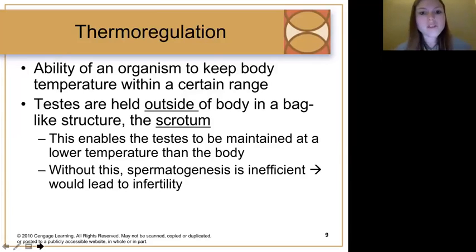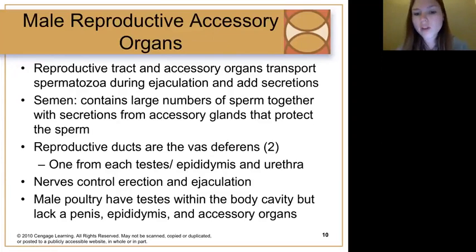Okay, so we also have what are called accessory organs. I mentioned that a little bit in the nutrition lecture, where you have your main gastrointestinal tract, and then you have the organs that are an accessory. They help and they play a part. So the reproductive tract and accessory organs transport the sperm during ejaculation and add secretions. Semen contains large numbers of sperm together with secretions from the accessory glands that protect the sperm, because the sperm have a long way to go and a lot of obstacles in the female reproductive tract that they have to get past. So these secretions are really important in helping them do that.